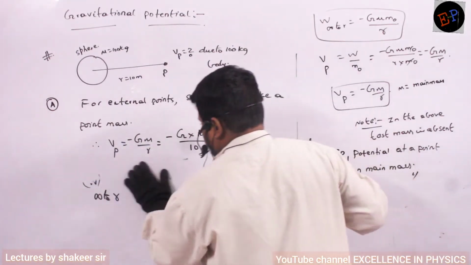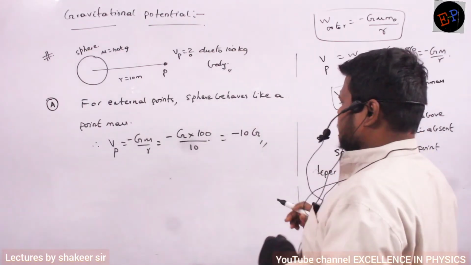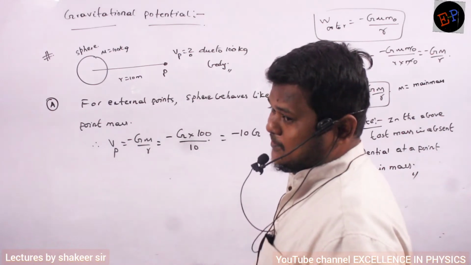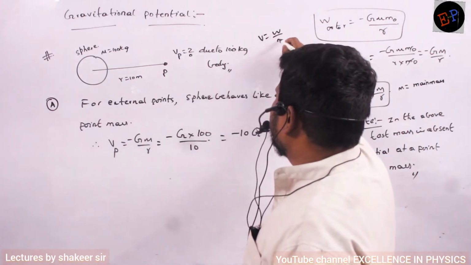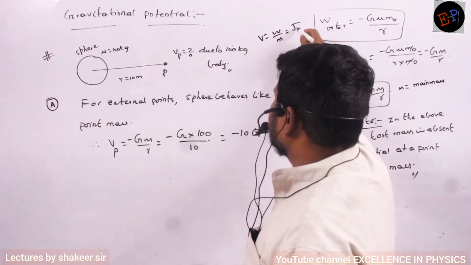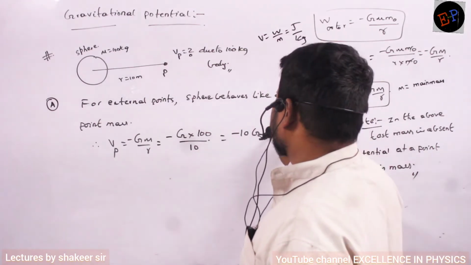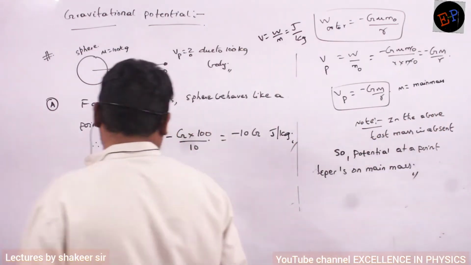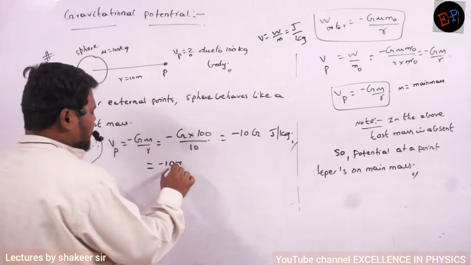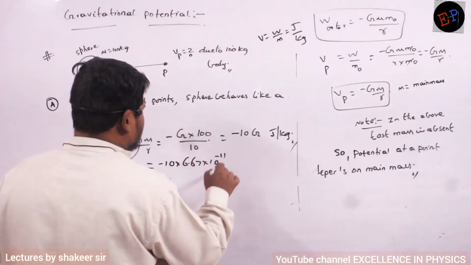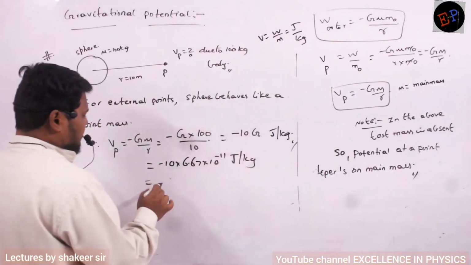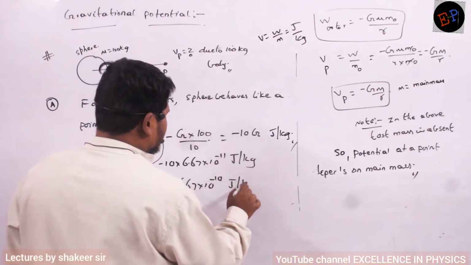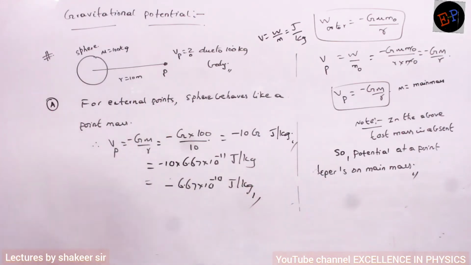And can you say what will be the unit which you will get? What is the unit of potential? Work done per unit mass. What is the unit of work done? Joules. What is the unit of mass? Kg. So joules per kg. That is the unit of potential. Now if you want to substitute the G value, write minus 10 multiplied by 6.67 into 10 power minus 11 joules per kg. So you can write it as minus 6.67 into 10 power minus 10 joules per kg. So that is the potential at that point.